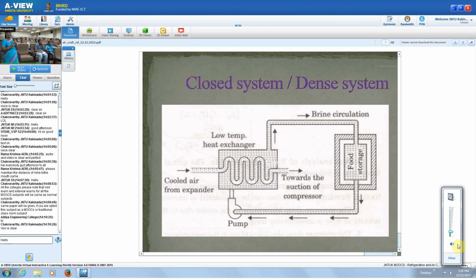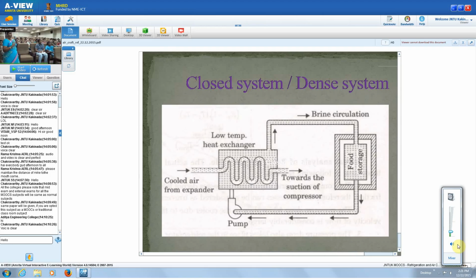So you can see the figure of the closed system or the dense system. In this there is a heat exchanger, in which another fluid is used. That fluid may be a brine solution. So the air expanded from the expander goes through this heat exchanger, and heat exchange takes place from the air to the brine solution.